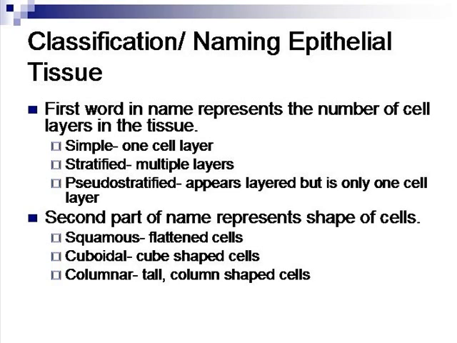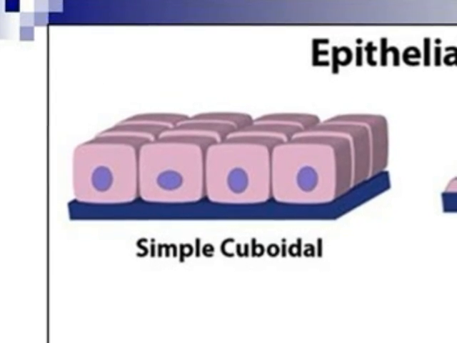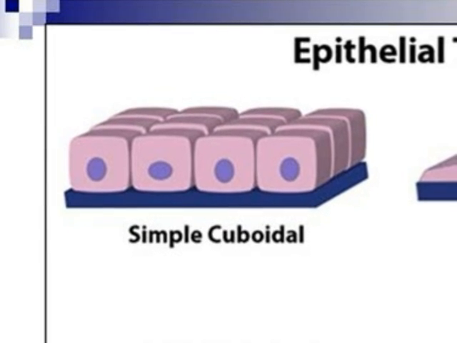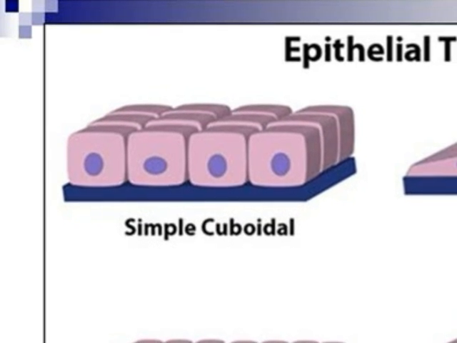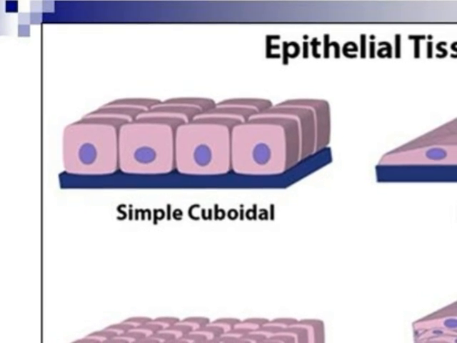The second part of the name represents the shapes of the cells. Squamous represents flattened cells, cuboidal represents cube-shaped cells, and columnar are tall, column-shaped cells. In this picture, you can see the different cell shapes and the difference between simple, where you have one cell layer, and stratified, where you have cells stacked on top of each other.